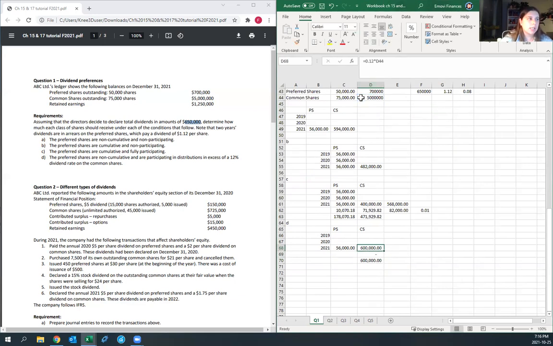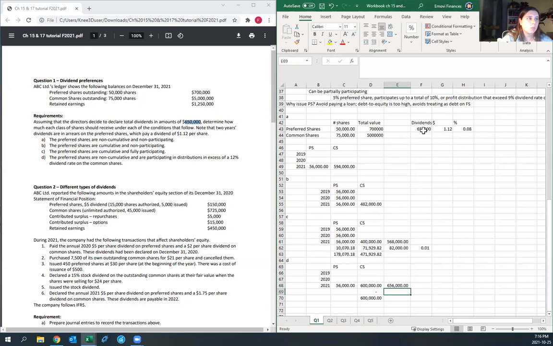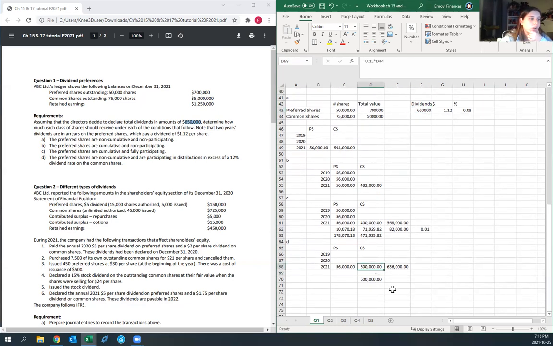And then you need to check, is that more than the total dividends I'm giving out? So if you add these two up, we see that it's 6,000 more than what you're actually giving out in cash for dividends. So you're going to have to reduce your common shareholders' dividends by $6,000. So it's going to be 594,000. So it gives us total dividends.